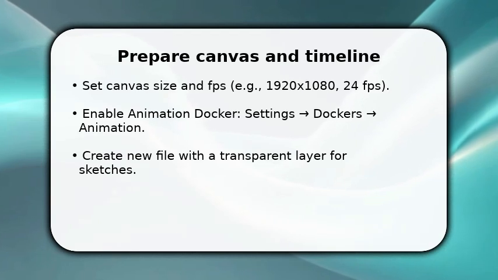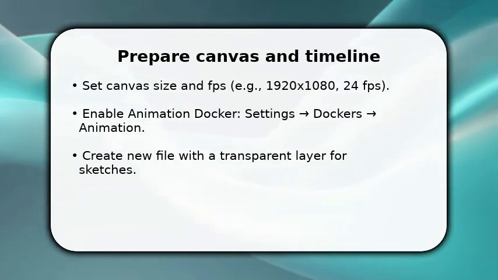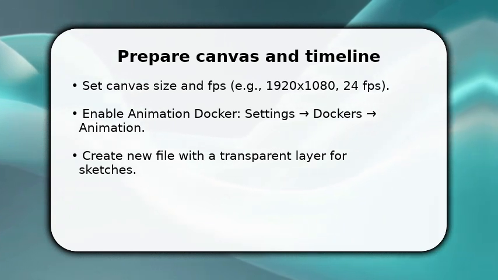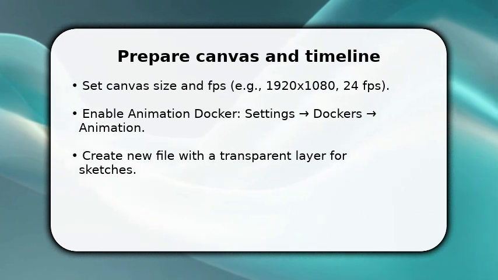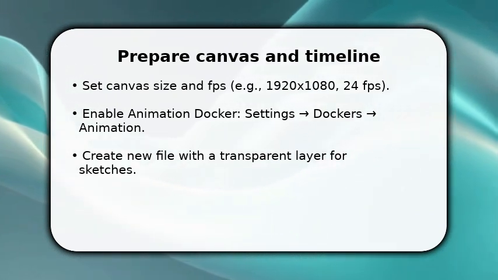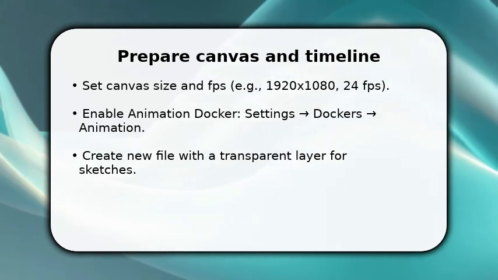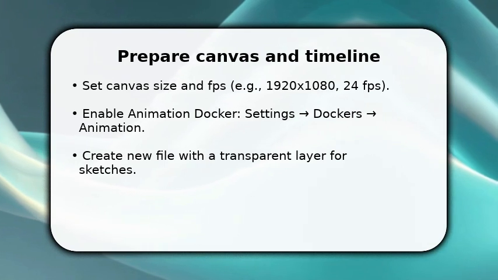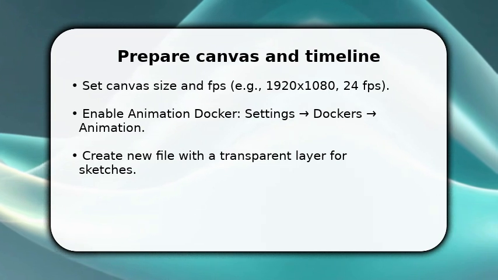Enjoy the video. You'll start by configuring the canvas and timeline so frames behave predictably. Set your resolution and frame rate first, for example 1920 by 1080 at 24 FPS, then enable the animation docker so the timeline and onion skin tools appear. Create a new document and add a transparent paint layer named Rough or Key. Once done, make sure to save a working copy.